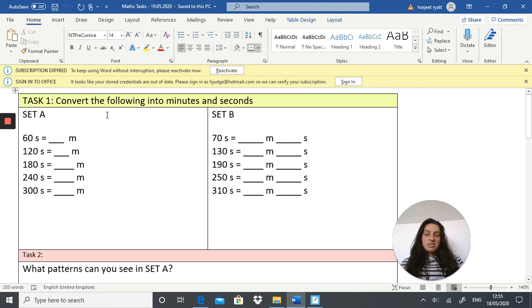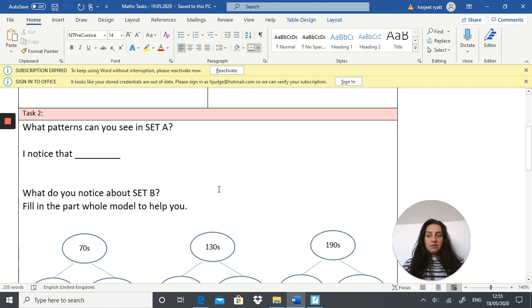So task 1 is just simply to convert the following into minutes and seconds. So similar to what we did today. You can draw it out in the part whole model if it helps you understand the time breaks out into minutes and seconds. If you want, it's up to you.